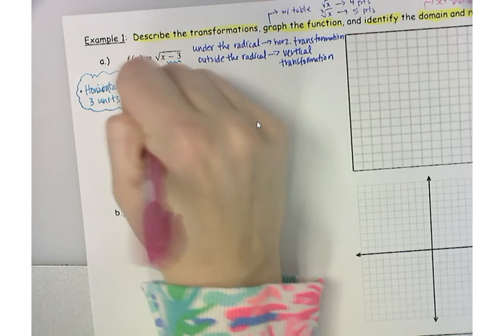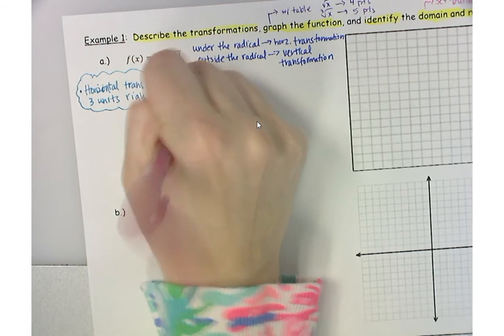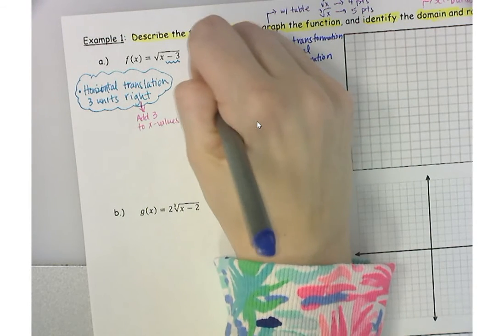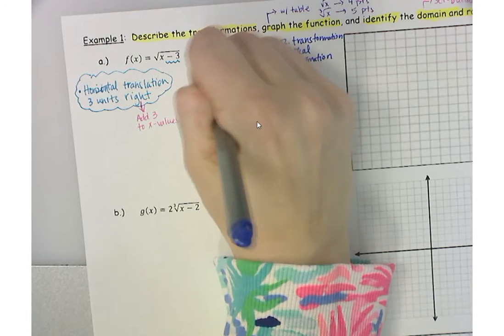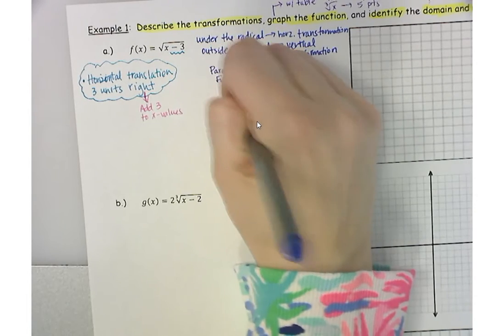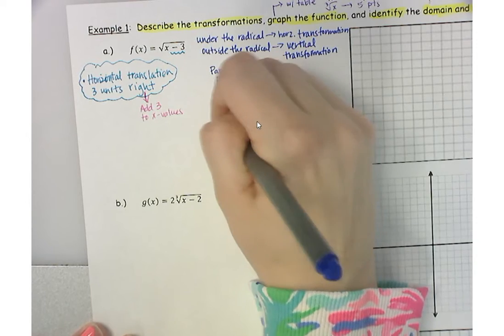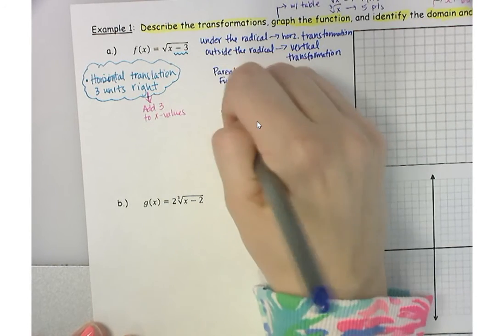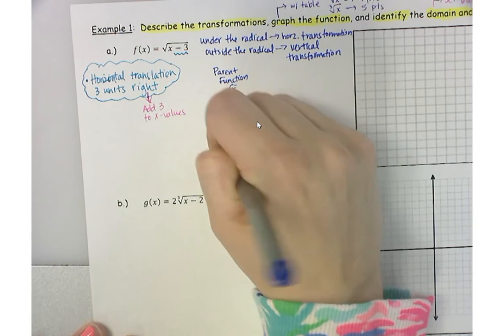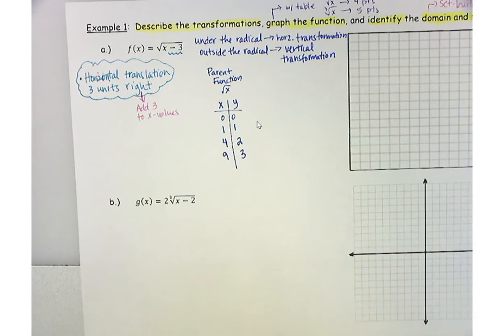So with the parent function, for the square root, we had 0, 0. We had 1, 1. The square root of 4 is 2. The square root of 9 is 3. So if we wanted to translate that to f of x, then all we would have to do is add 3 to the x's. So if I added 3, 0 plus 3 is 3. 1 plus 3 is 4. 4 plus 3, 7. 9 plus 3, 12.